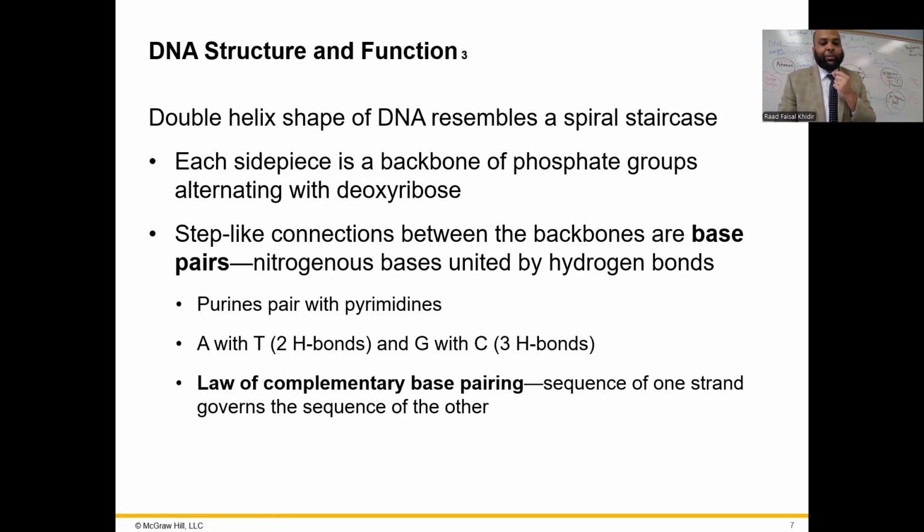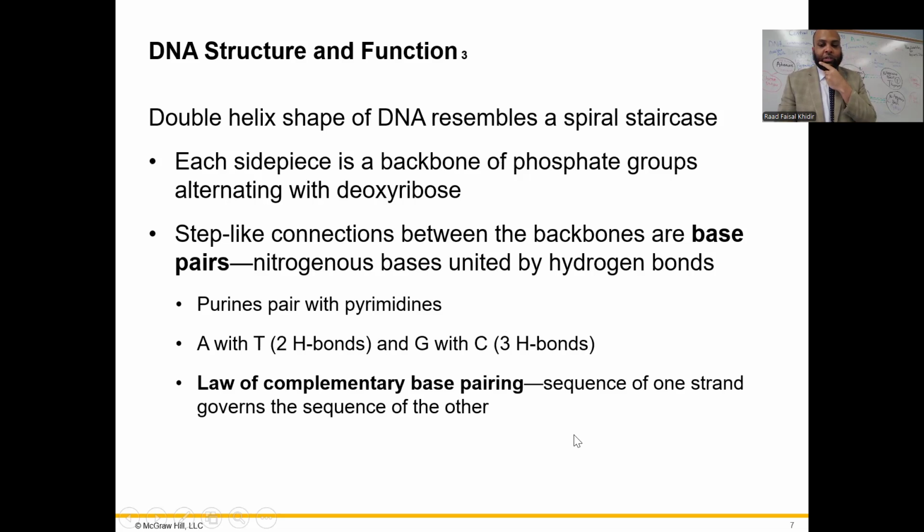Okay, purines pair with pyrimidines where A binds with T with 2 hydrogen bonds. That's all money. That's all business. A binds with T through 2 bonds, and G binds with C through 3 bonds. The law of complementary base pairing.